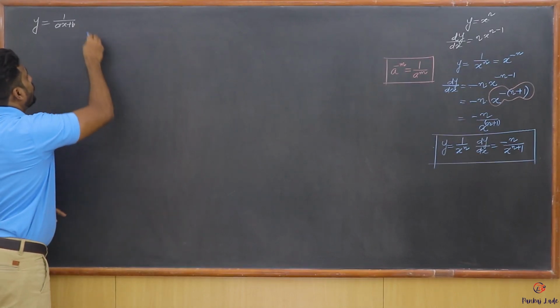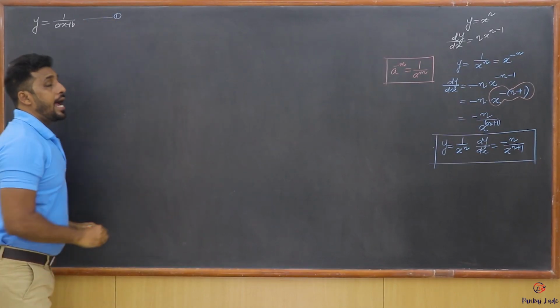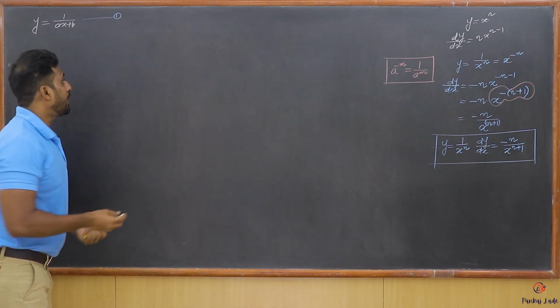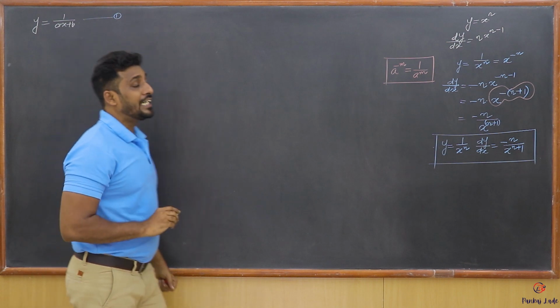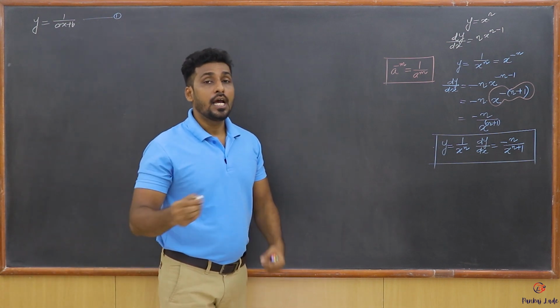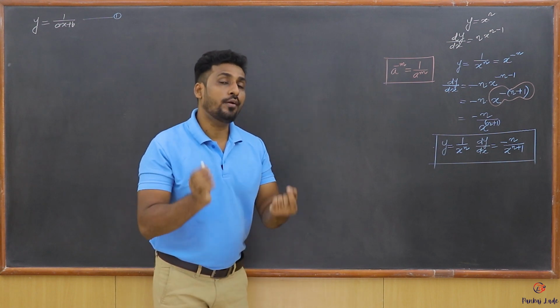So this is y, students. I'm going to call this equation 1. I have y is equal to 1 upon ax plus b. I'm going to differentiate both sides with respect to x. Now you tell me, what is the derivative of 1 upon x? You remember the derivative of 1 upon x is minus 1 upon x square.